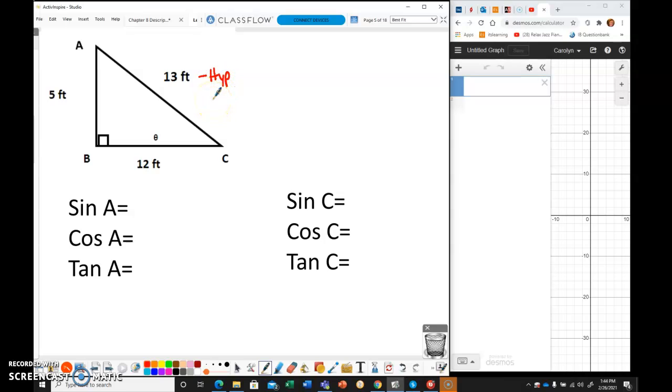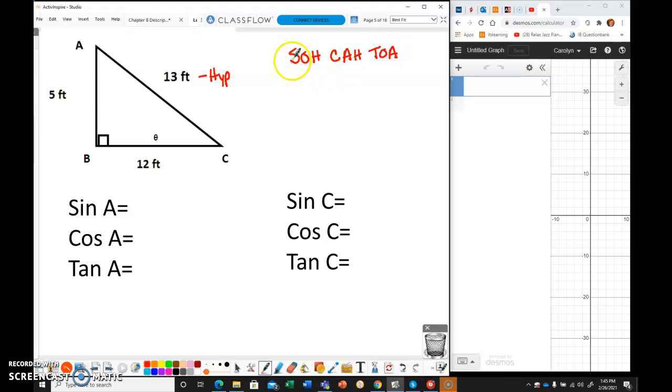We can't identify whether 5 or 12 is the opposite or the adjacent yet because we don't know which angle we're referring to until we get to the questions. So it all depends on which one we are calling the angle measure. So to fill out this column here, we're going to be looking at angle A, and we're going to remember that we're talking about our nice little reminder here of what our ratios are.